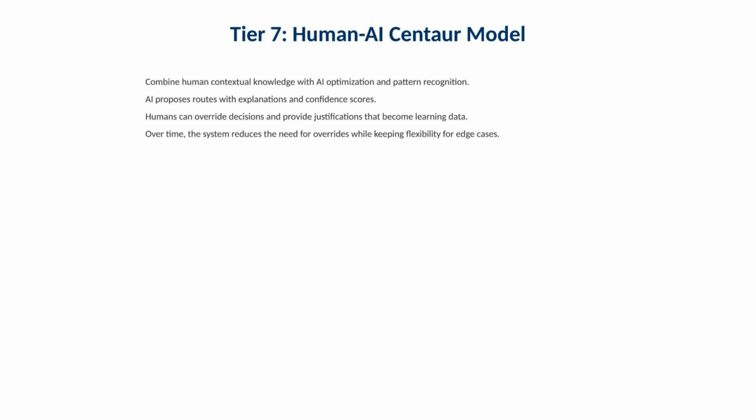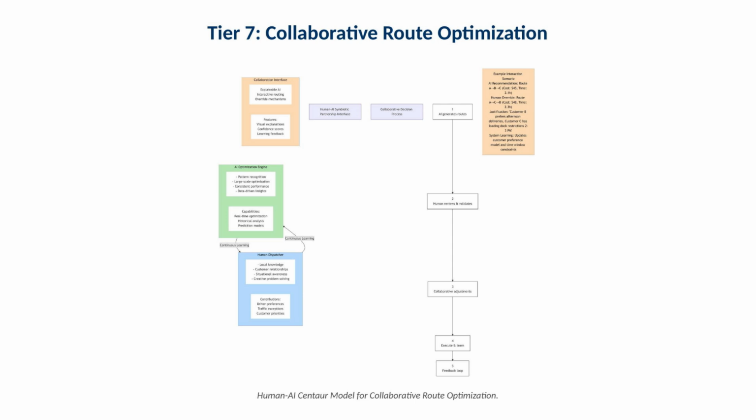Tier 7 emphasizes that routing is not only computation. Human dispatchers bring context, customer relationships, local constraints, and on-the-ground realities. The Centaur model combines AI recommendations with explainable reasoning and human overrides. Over time, the system learns from overrides and reduces the need for manual correction, while keeping humans in control for exceptional cases. This figure shows the collaboration loop between human operators and the AI system. The AI proposes routes with confidence and rationale, the human reviews and adjusts, and the system records the justification to improve future predictions and planning.